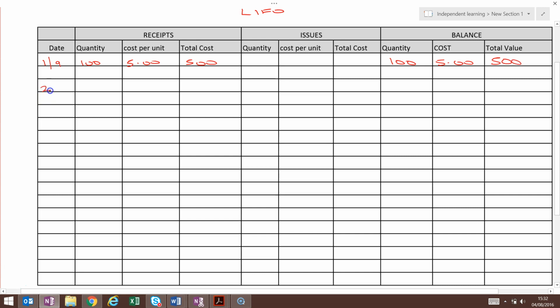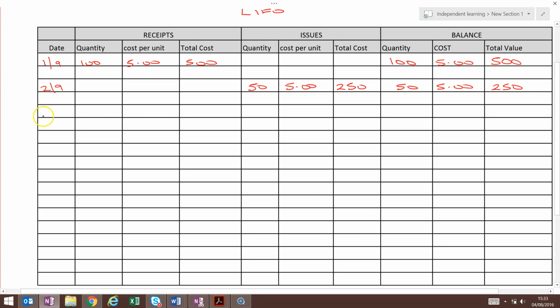On the 2nd of September, issued 50, last in, first out, but we only have one batch anyway, so they have to have been issued at £5. So that's 250, leaving us 50 in stock, £5 each, £250. So far it's the same as we did with FIFO.